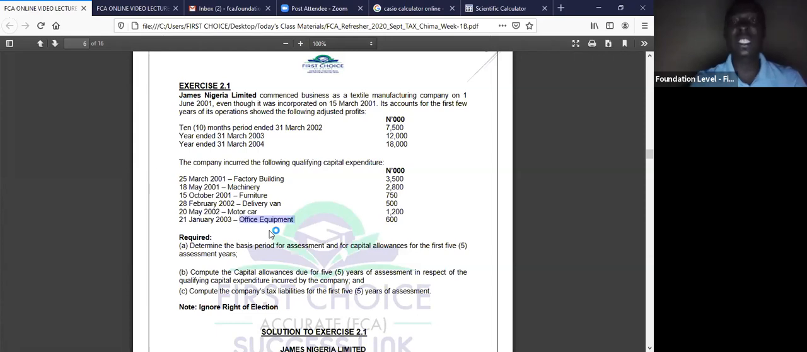So I was saying that the capital expenditure are all these things you see here, as long as they are used for business purposes. So anything that is used for private use does not fall under qualifying capital expenditure. Now, required, we are told to determine the basis period for assessment. And we are seeing this word "and" again. I circle this word "and" because it shows there are two questions. So the first thing is to determine the basis period for assessment.